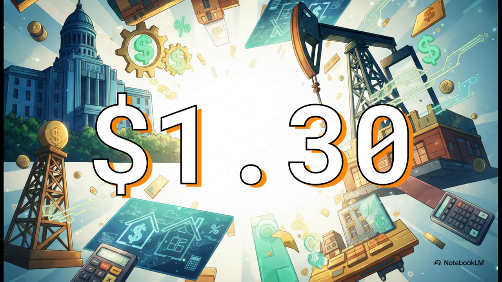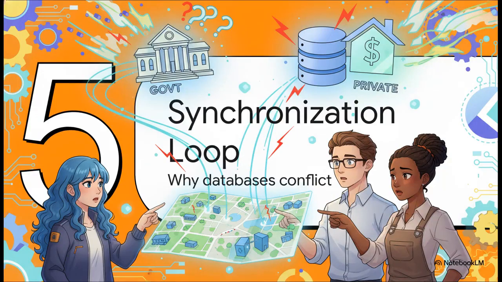Let's break it down. If JCAD appraises your home at $300,000 and you have a $100,000 homestead exemption, your taxable value is $200,000. You then multiply that $200,000 by 1.30 and divide by 100. And boom, that gives you a tax bill of $2,600. Make sense? Now for Section 5, the synchronization loop.